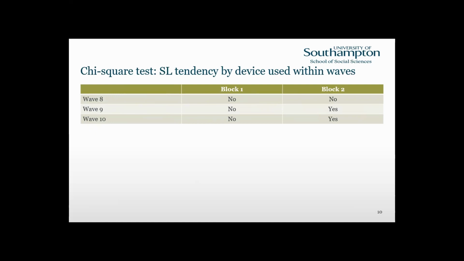So, and now more formal test. So chi-square test confirms that there is actually an association between straight lining tendency and device used in waves 9 and 10.